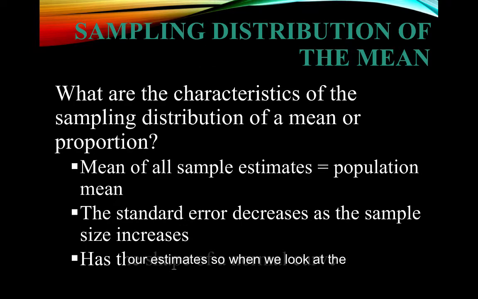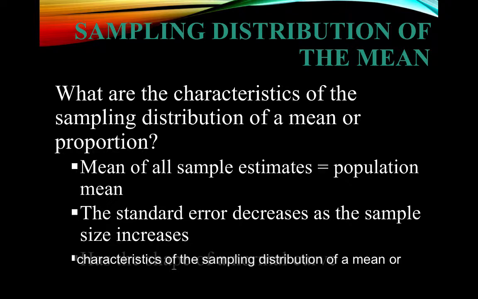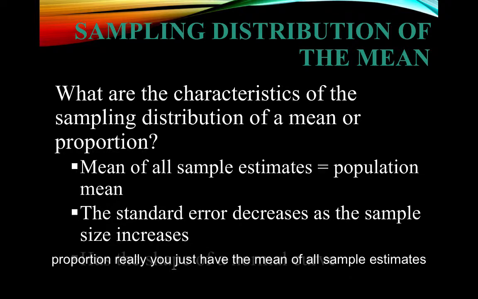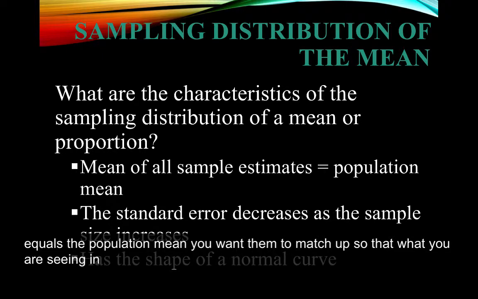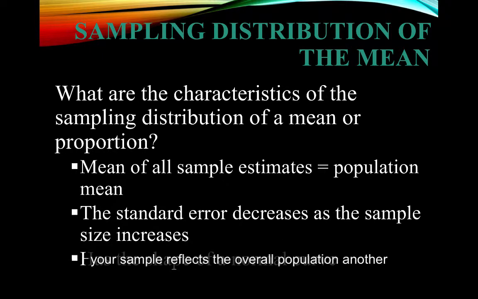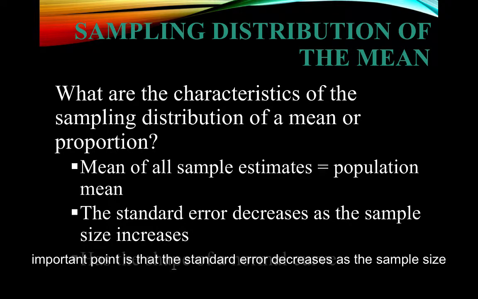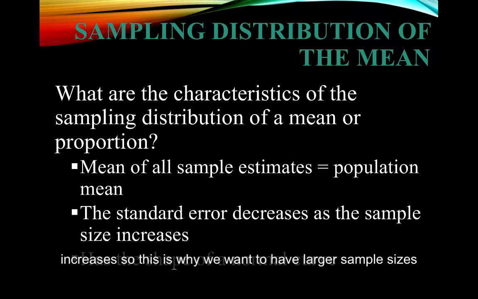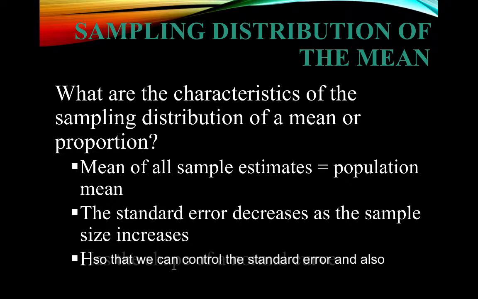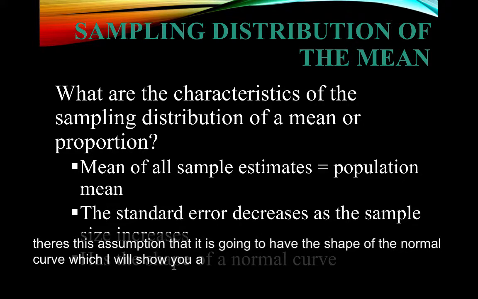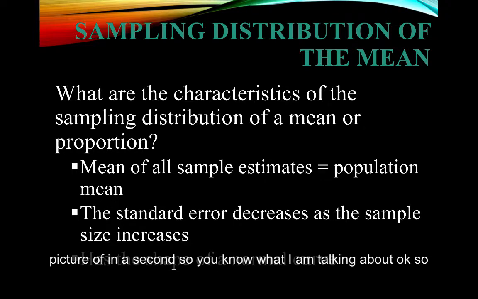So when we look at the characteristics of the sampling distribution of a mean or proportion, really you just have the mean of all sample estimates equals the population mean, right? You want them to match up so that what you're seeing in your sample reflects the overall population. Another important point is that the standard error decreases as the sample size increases. So this is why we want to have larger sample sizes so that we can control the standard error. And also there's this assumption that it's going to have the shape of a normal curve, which I'll show you a picture of in a second so you know what I'm talking about.